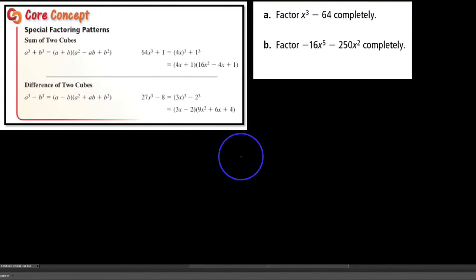In this video we're going to focus on a special factoring pattern known as either a sum of two cubes or a difference of two cubes. And one thing I want to bring up before we look at these two factoring patterns is one that we've seen before, a difference of two squares. It gets its name because it's a difference of two squared things.